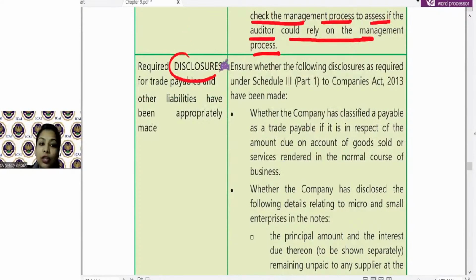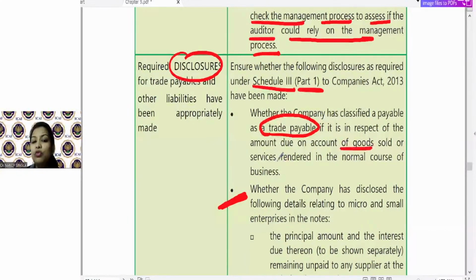Now disclosure, so Schedule 3 Part 1. So MSME के लिए क्या डिस्क्लोजर है अभी हम देखते हैं. So Schedule 3 Part 1 says that any amount that is included as a trade payable should be on account of goods and services purchased in the normal course of business. ऐसा नहीं होना चाहिए that some other expense has been booked here, है ना. ये तो आपने trade receivable में भी देखा था.